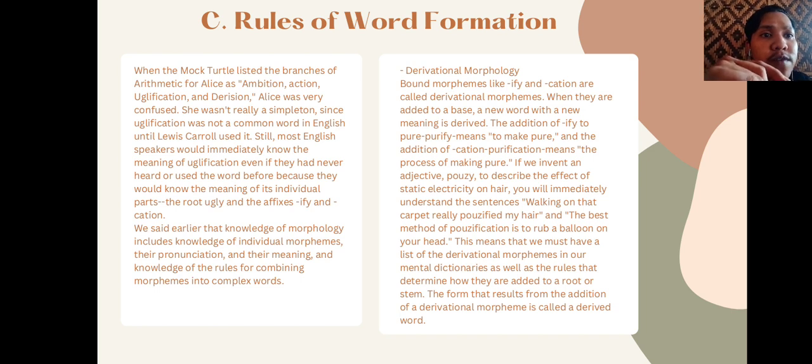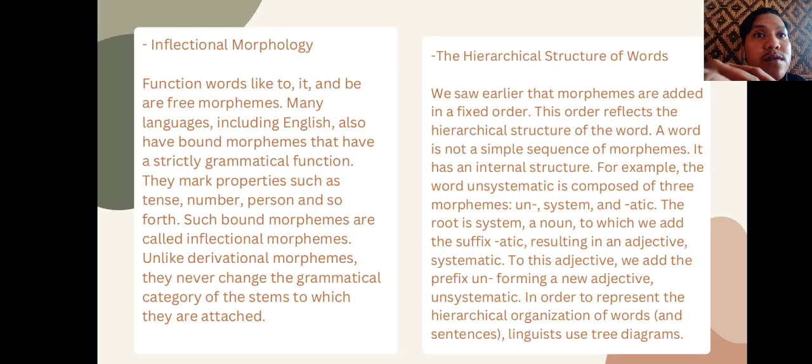This means that we must have a list of the derivational morphemes in our mental dictionaries, as well as the rules that determine how they are added to a root or stem. The form that results from the addition of a derivational morpheme is called a derived word.